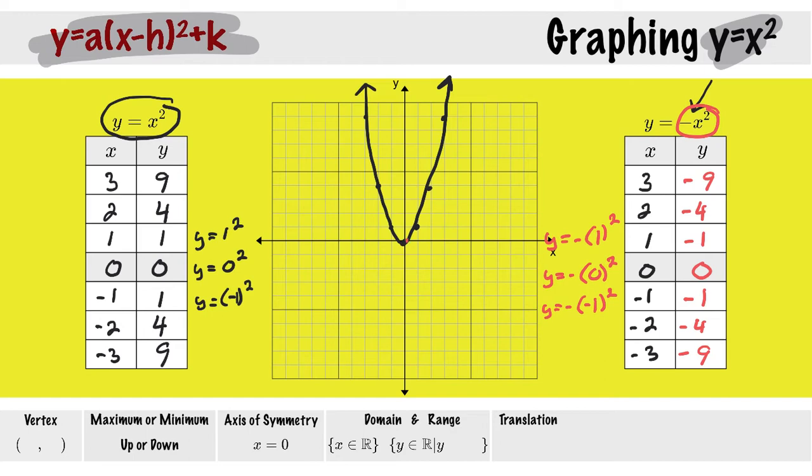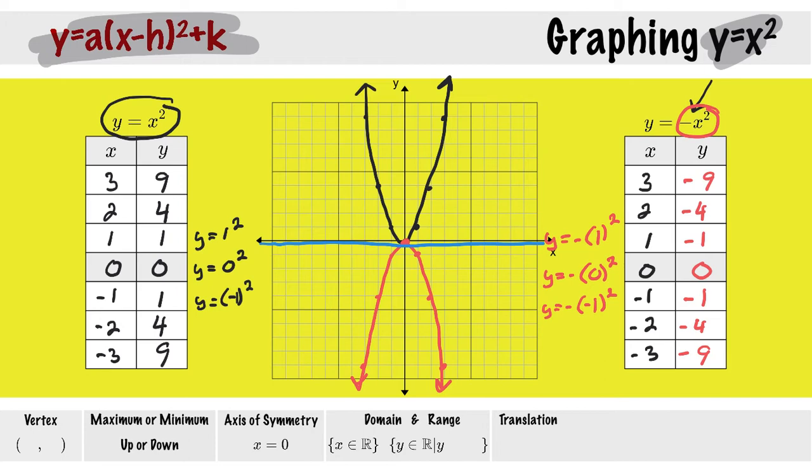So I start with 0, 0, 1 over 1 down, 2 over 4 down, 3 over 9 down. But because of the symmetrical nature of the parabola, I can simply mirror my coordinates. And now I have the parent parabola reflected like a mirror over the x-axis.